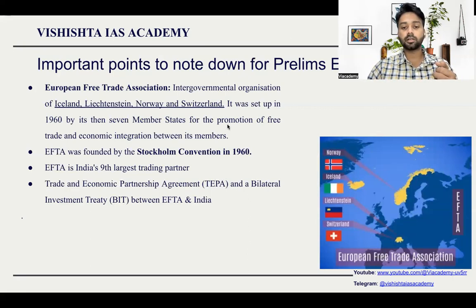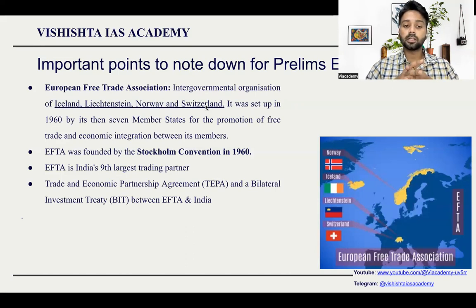There were 7 member states earlier. Now we have just 4 member states, for the promotion of free trade between these countries and the promotion of trade between these countries and the European Union. It was founded by the Stockholm Convention in 1960. That point is very important for prelims.